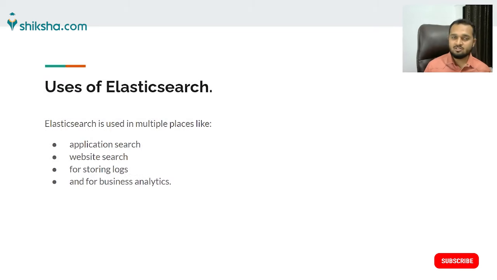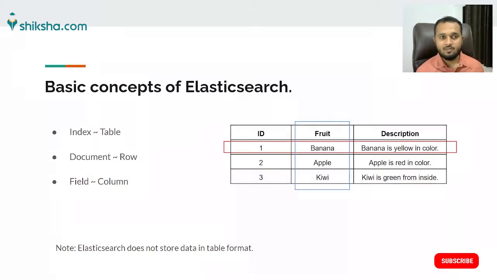Elasticsearch is used basically in application search, the backend of your application search. Same with website search. Some companies use it for storing logs also, and it is also used for business analytics because it processes data at very fast speed. It aggregates data very quickly. That is why most companies use Elasticsearch for business analytics also. Okay, going forward.